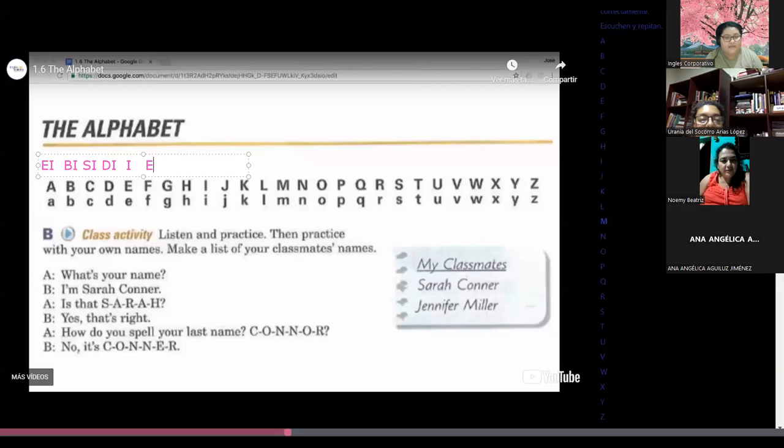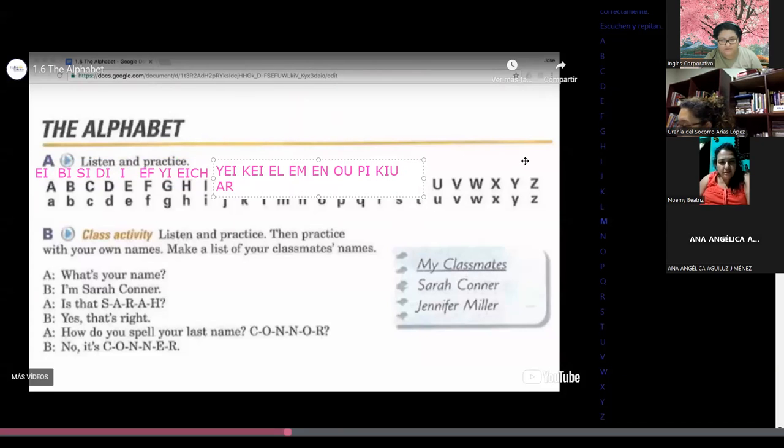E, F, G, sonaría como G, ¿no? G, H, ¿no? Uy, ya no me van a caber, aquí abajo lo puedo escribir. Me caben ahí, okay. H, luego this one, J, K, L, M, N, O, P, Q, R.